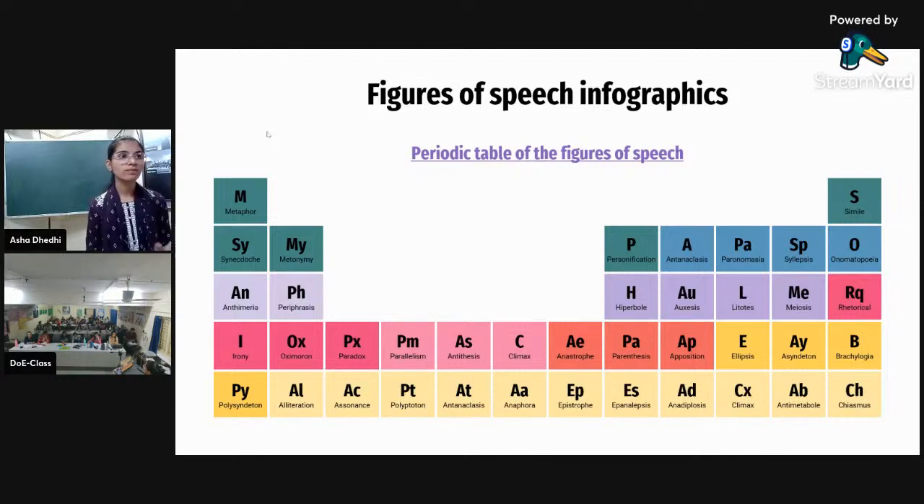So you just have to remember there are certain similar terms like oxymoron and paradox. They are similar, so you have to identify how these terms are different from each other. So you have to remember the particular definition of these terms as well.